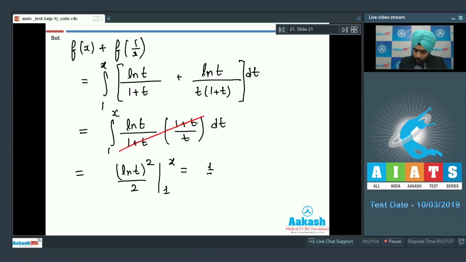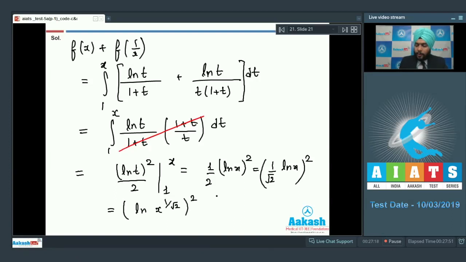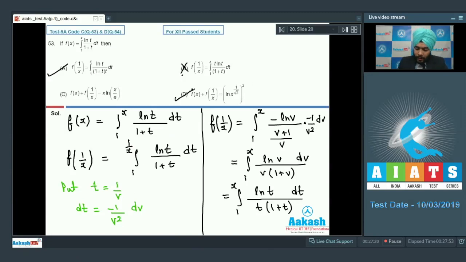That is 1 upon 2 ln x whole square, and that is 1 by root 2 ln x whole square, and that is ln x raised to the power 1 by root 2 whole square. Why have I converted this into this form? Because it is given in the options. D is correct, C is definitely wrong. Answer is AD. Let us move on to 54.